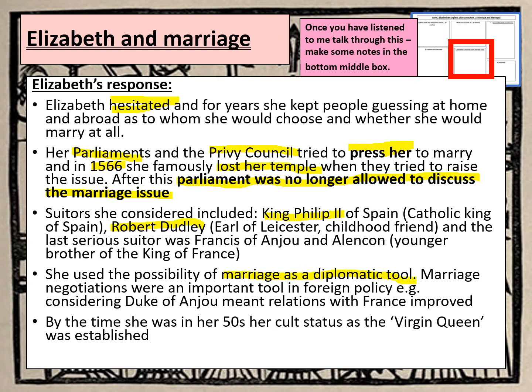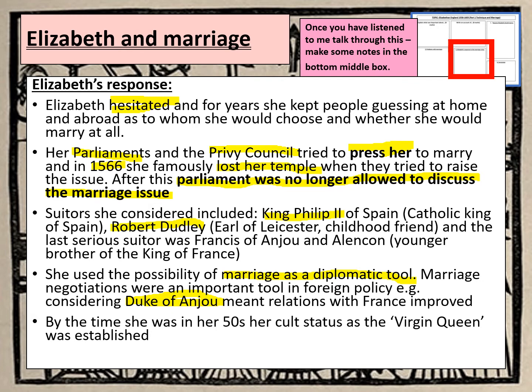She used marriage as a diplomatic tool. She was able to do this for the first 15 to 20 years of her reign. Negotiations were a tool in foreign policy. So when she was negotiating about a possible marriage with the Duke of Anjou, that meant relations with France improved at that time. So she used this as a carrot to dangle in front of foreigners that perhaps if they made a good trade deal with her, she might actually marry them.